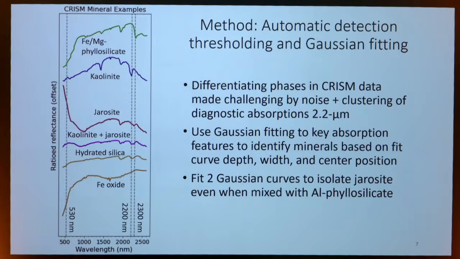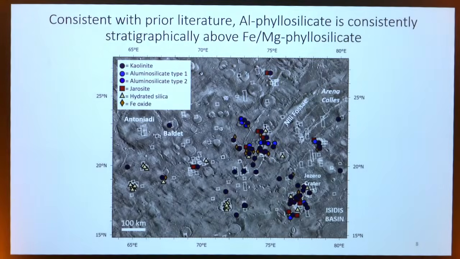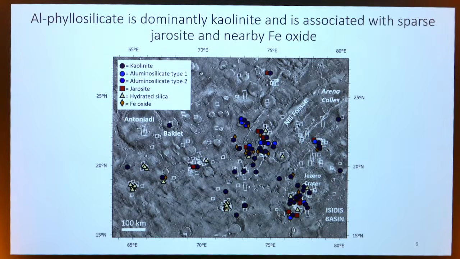All right, diving right into our results for Nili Fossae, which has been the focus so far. Here you can see the Nili Fossae region with the locations of all of the key minerals that we detect. And consistent with prior literature, aluminum phyllosilicate is consistently stratigraphically above iron magnesium phyllosilicate. We also find that this mineral is dominantly kaolinite in composition, and it's associated sparsely with jarosite and also with nearby iron oxide.